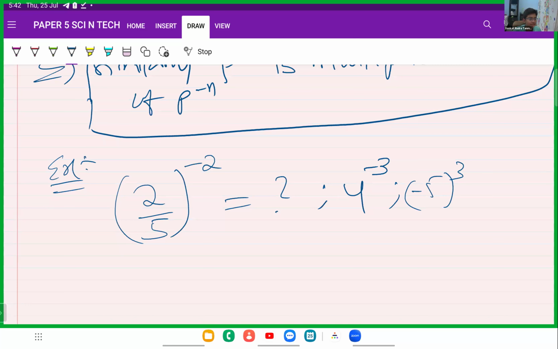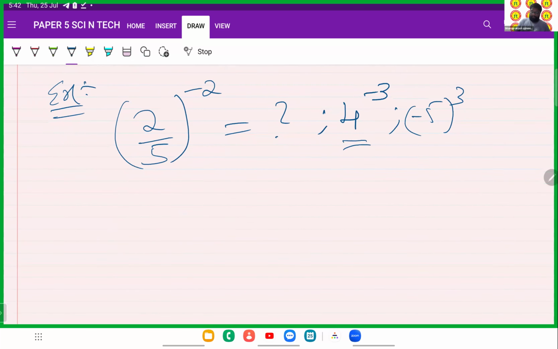Sir, can you repeat the second question? Second question, which one? This? Yes, sir. That is 4 to the power minus 3. It seems to be 5, no? Sorry, it's 4, not 5. Okay, here the student got stuck actually.